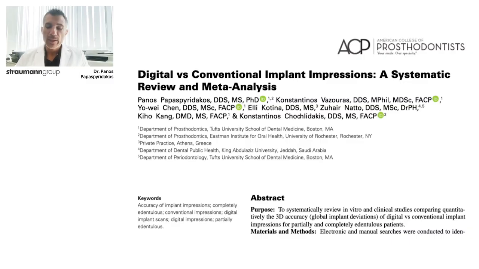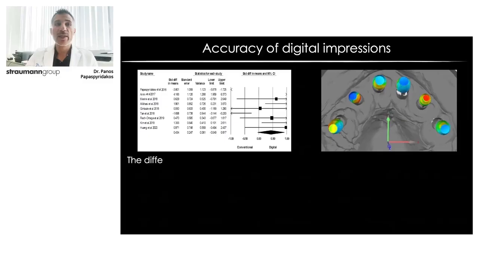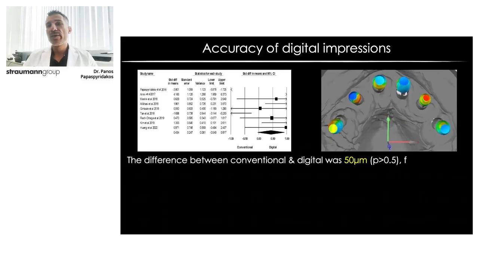We actually ran a systematic review and meta-analysis from our team, and we systematically reviewed in vitro and clinical studies comparing quantitatively the three-dimensional deviations of digital and conventional impressions of implants, for both partially and completely dentulous patients. But this presentation will focus on the completely dentulous, so I will share with you what we know about the evidence for the completely dentulous patients. This paper was published in the Journal of Prosthodontics last year, and the outcomes that we found were the following.